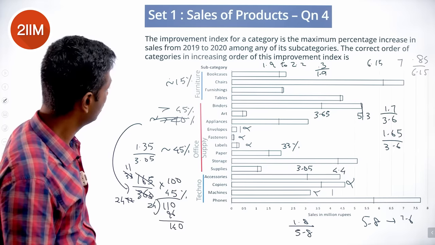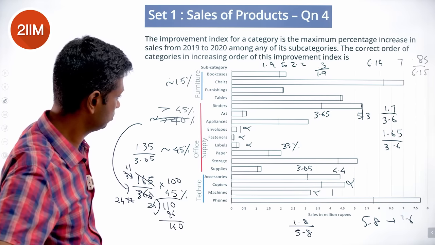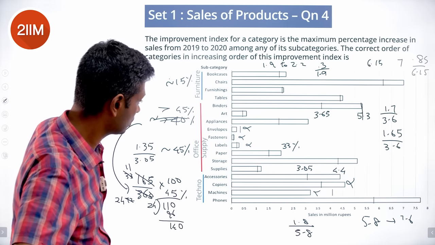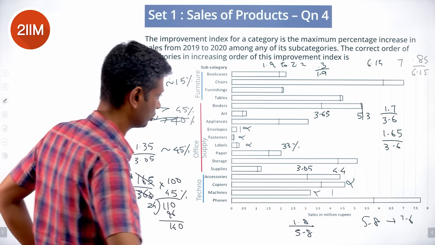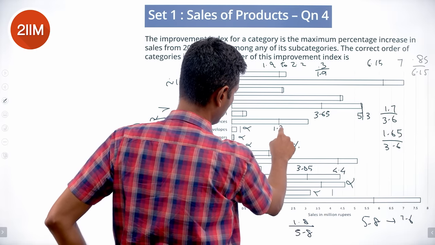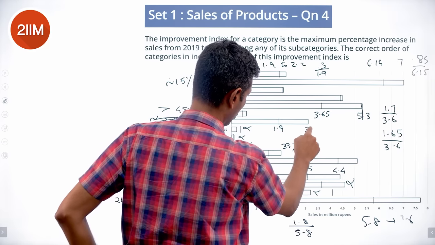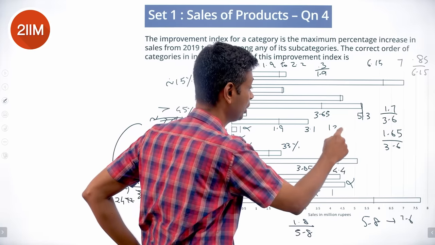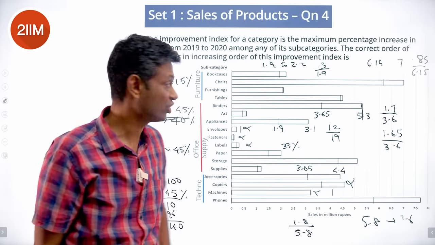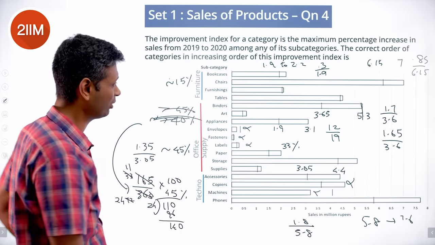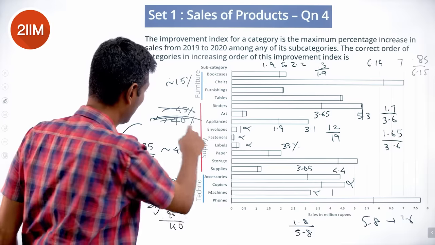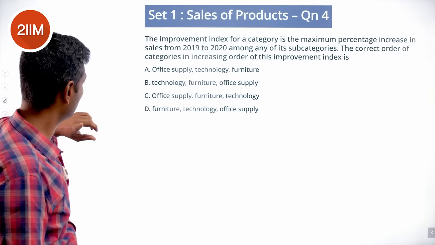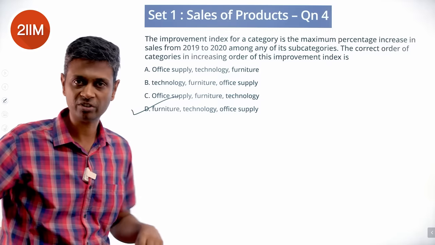This is a pain. I'm just going to check whether there's something juicier popping out. Appliances go from 1.9 to 3.1. Oh, I completely missed appliances. 1.9 to 3.1. The increase is 12 by 19, which is nearly two-thirds. So this will kill. This number is completely wrong. I don't have to worry about binders. I completely missed appliances. So this is high. So the order is furniture, technology, office supplies. Furniture, technology, office supply, which is choice D. That's the right answer.